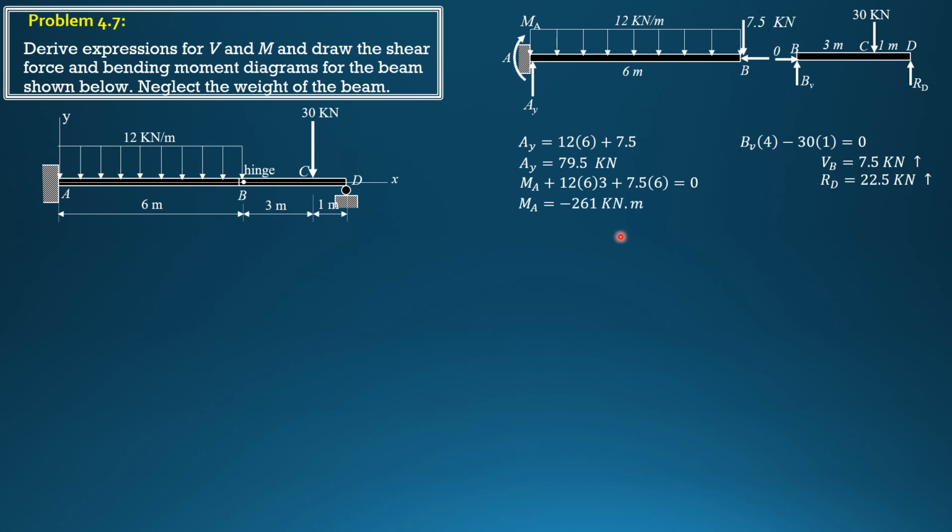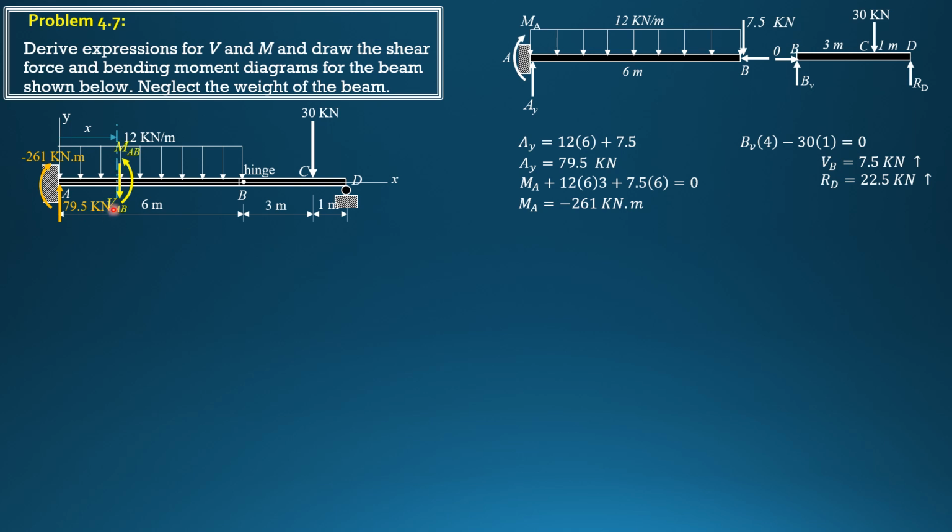So we are now ready to write equations. There are 3 sections here. I will just consider the left as the left segment. I always consider the left portion of the section in writing shear and moment equations. Then you verify this by considering the right section if you want. So this is 79.5 and MA negative 261 clockwise. So at section AB, that's x. So apply the positive shear, and the positive direction, counterclockwise for moment, in AB.